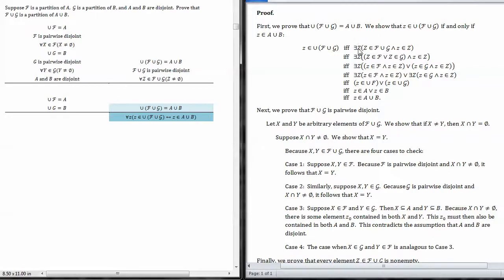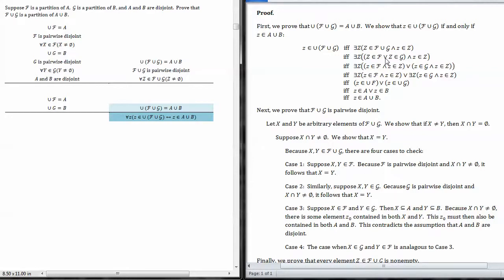Now sometimes we write this as there exists Z in F union G, like a bounded quantifier. That's fine. You could write that for the first step and then go ahead and change it to this afterwards, because now I want all this to be together. Okay. So first of all, Z in F union G means that either Z is in the family F or Z is in the family G.